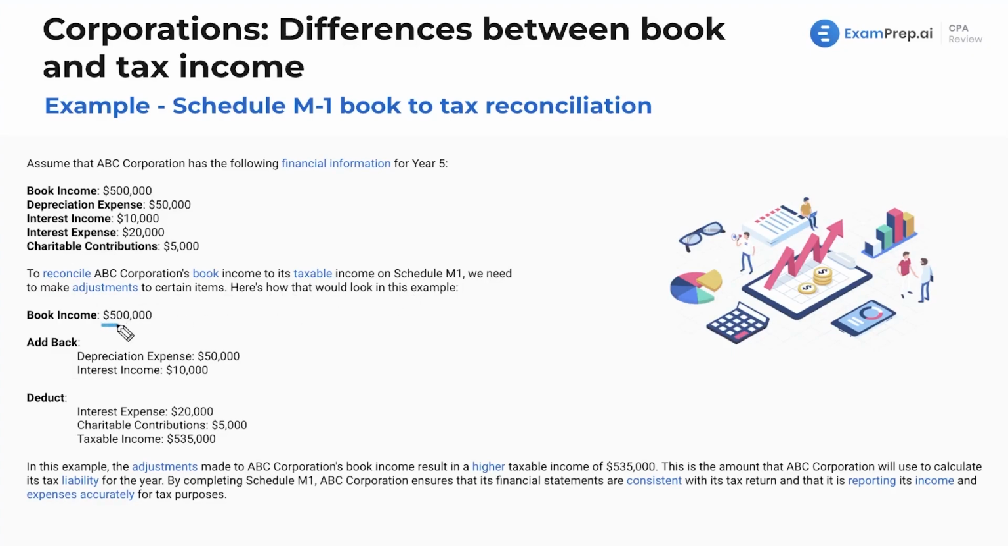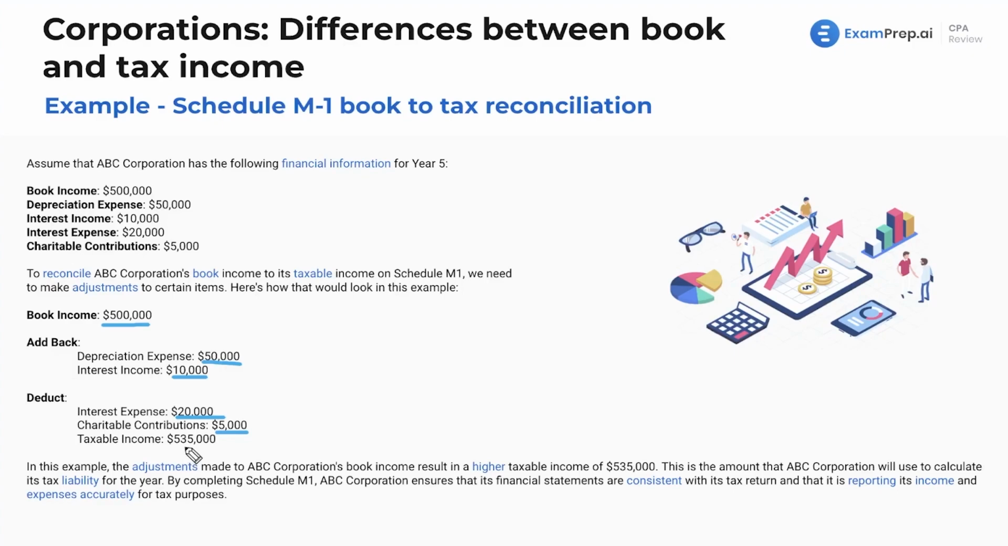Well, we start out with $500,000. We are going to add back depreciation expense of $50,000, and we are going to add back interest income. We are going to deduct the interest expense here. We're going to deduct the charitable contributions, and that is going to leave us with a taxable income of $535,000.